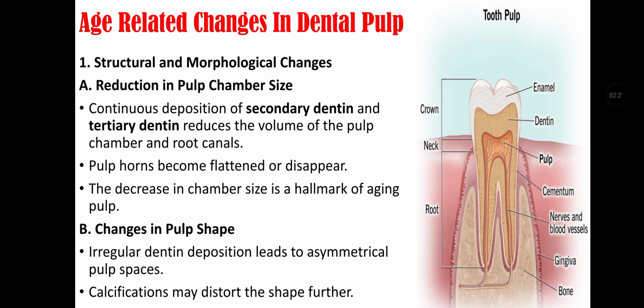First is reduction in pulp chamber size. Continuous deposition of secondary dentine and tertiary dentine reduces the volume of the pulp chamber and root canals. Pulp horns become flattened or disappear. The decrease in chamber size is a hallmark of aging pulp. Second is changes in pulp shape. Irregular dentine deposition leads to asymmetrical pulp spaces. Calcification may distort the shape further.